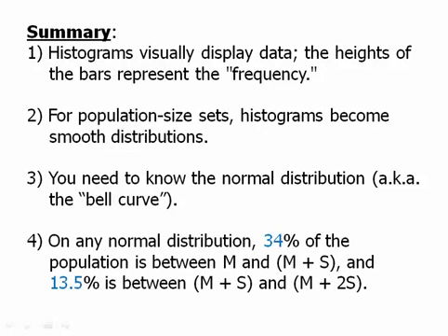And on any normal distribution, 34% of the population is between the mean and 1 standard deviation above the mean, and 13.5% is between 1 standard deviation above the mean and 2 standard deviations above the mean. And if you know those two numbers, 34% and 13.5%, you can answer just about anything the test is going to ask about this.